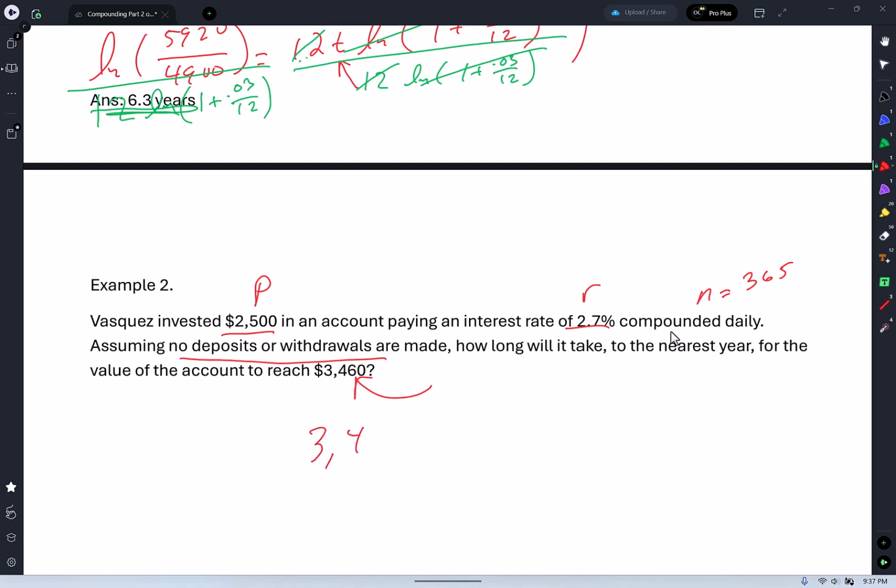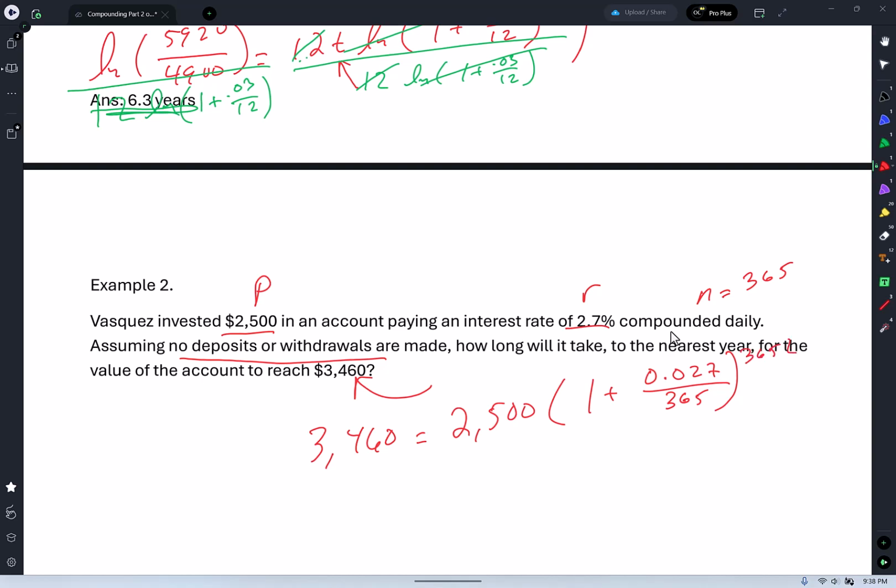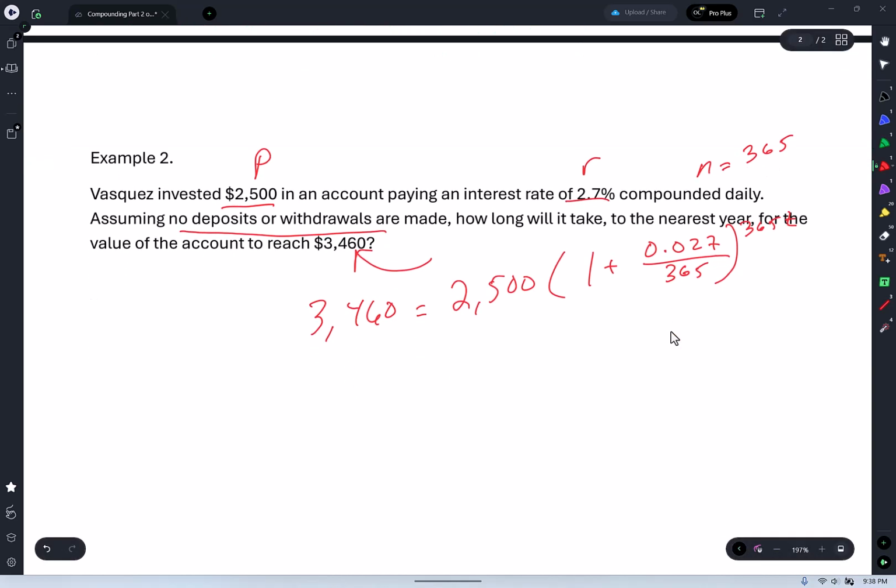So 3,460 equals 2,500, parenthesis, 1 plus 0.027. 2.7 over 365. So it's important to know that it's just this, so it's 1 plus 0.027 over 365. This is a little fraction here, and is raised to the 365t. All right, so first move, divide.